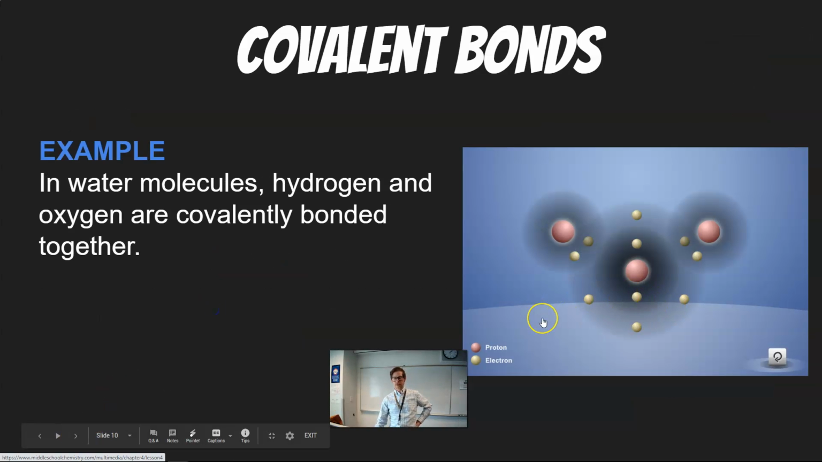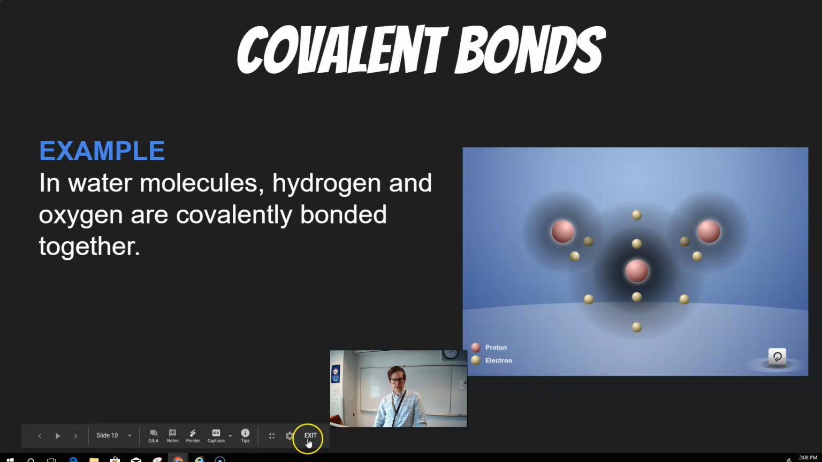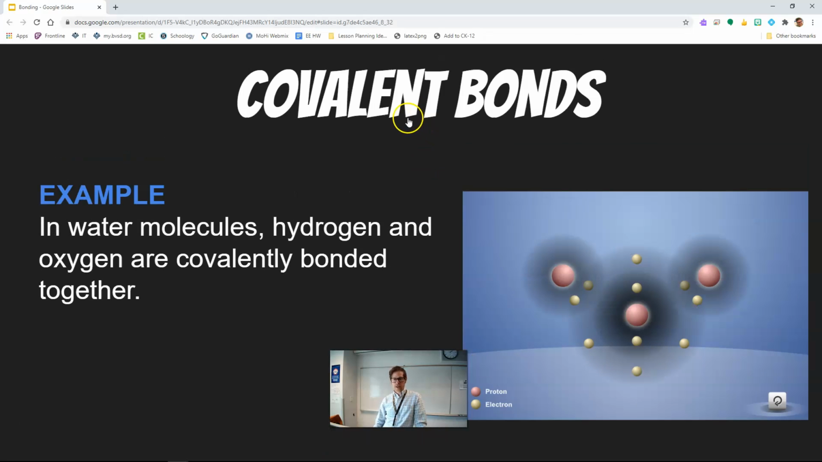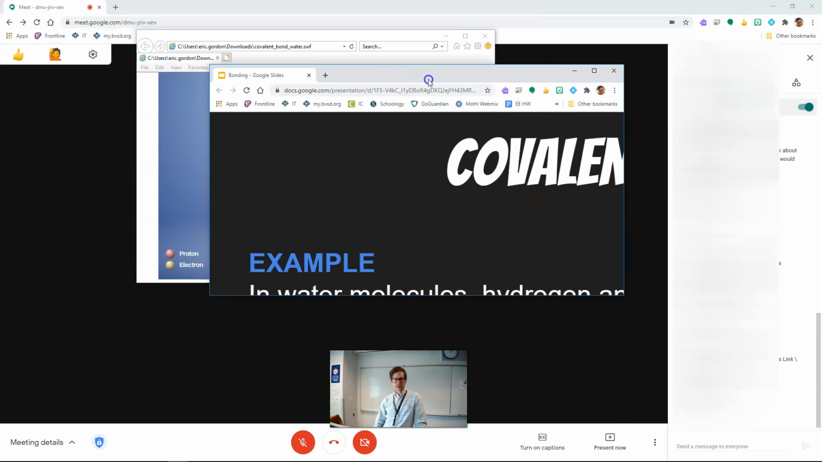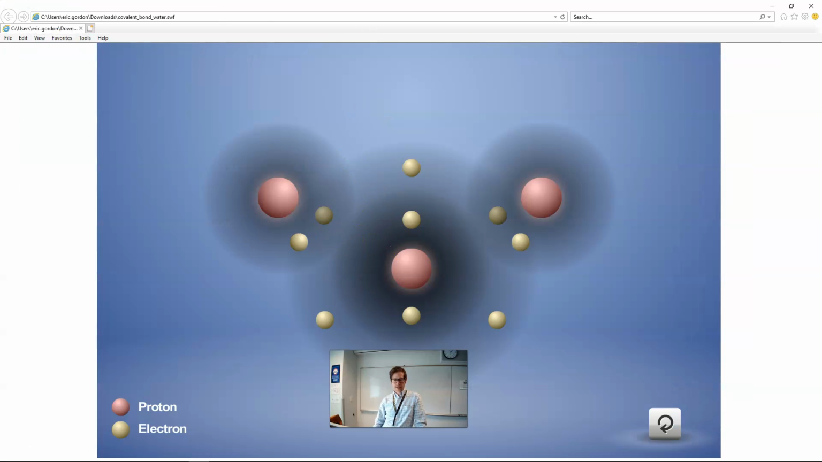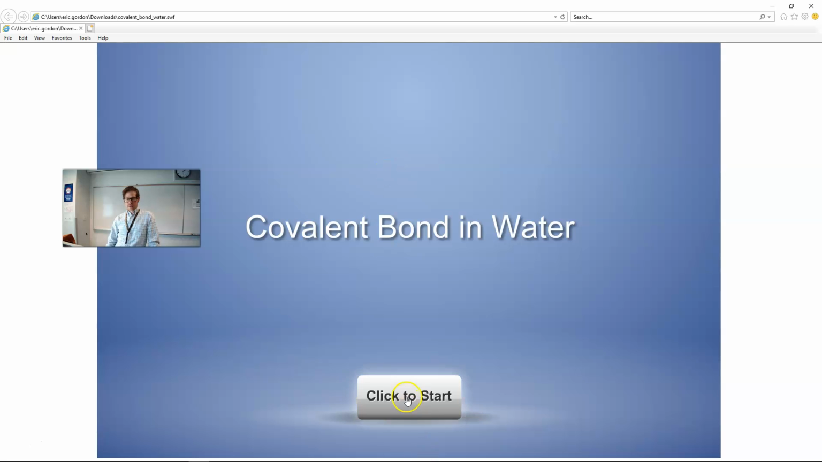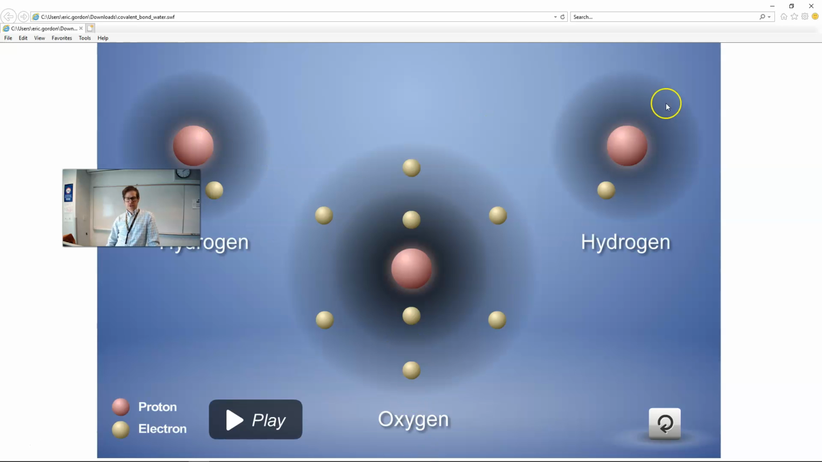Here's an example of how this works in water molecules. So in water molecules, hydrogen and oxygen get covalently bonded together. And so I'm going to attempt to show you an animation of how that happens. If I can just get the correct thing to appear on the screen, here it is. So here you have a hydrogen atom. Oh, I got to reset this. Here you have a hydrogen atom and another hydrogen atom and an oxygen atom.